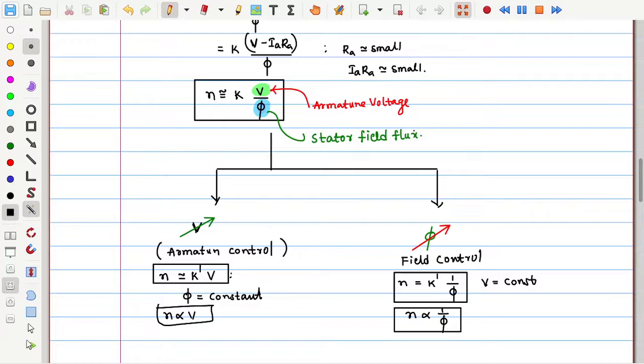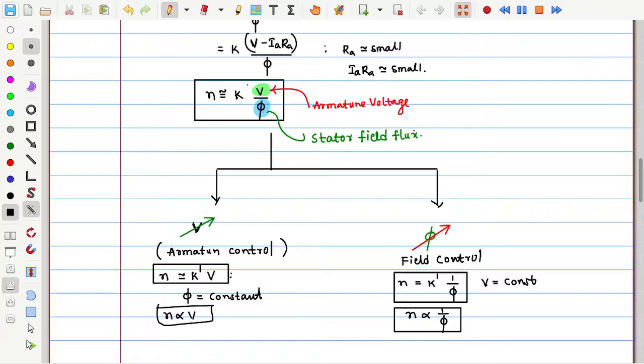And the voltage is inside the armature, which we call armature voltage. So we can control the speed by changing this voltage or changing the flux. And one thing you should understand is, where are these parameters? Is it in the numerator or denominator? If it is so, do we need to increase the voltage to increase the speed or decrease the speed?